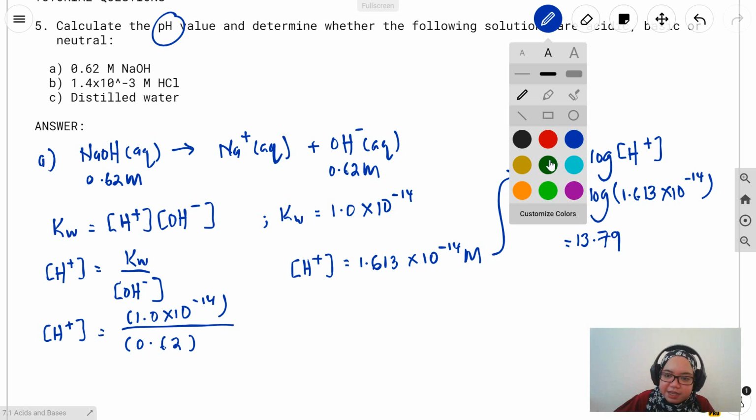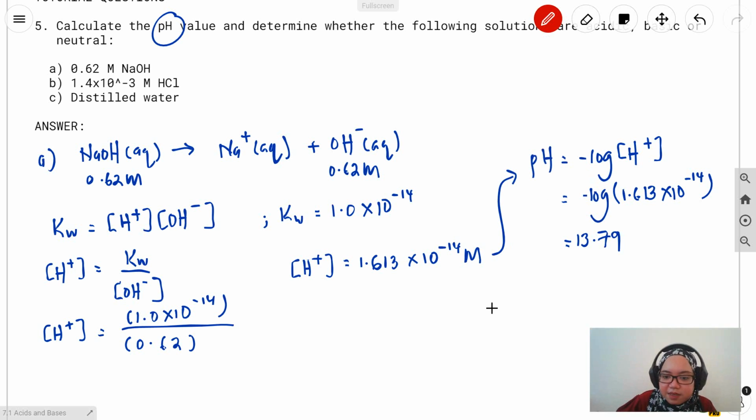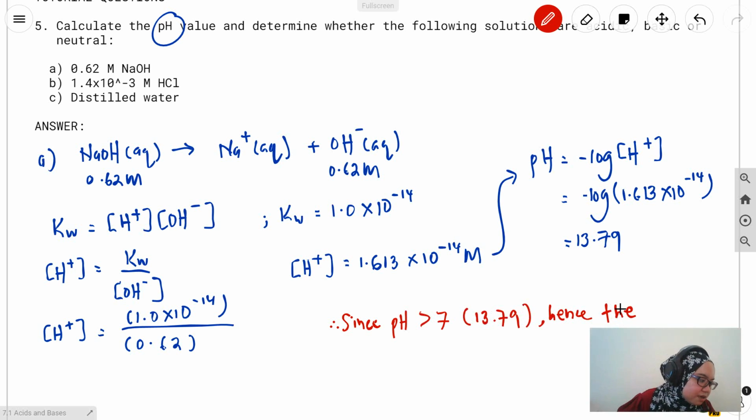So, we know that since pH is larger than 7, which is 13.79, hence the solution is basic. Okay? So that's how you answer this kind of question.